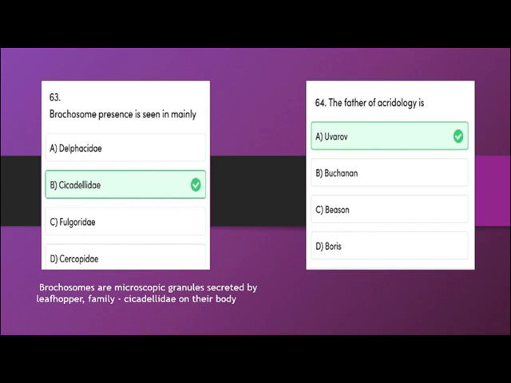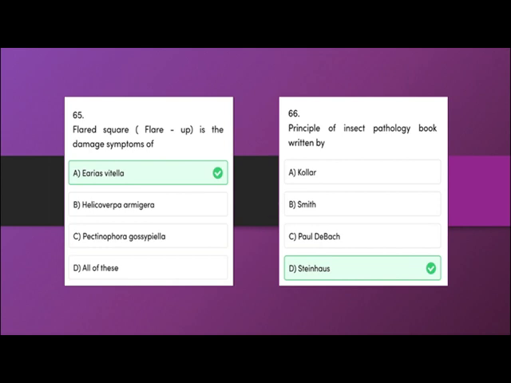Now come to the next question. Brochosome presence is seen mainly in, and the answer is Cicadellidae. Brochosomes are microscopic granules secreted by leafhoppers of the family Cicadellidae on their body. Now come to the 64th question. The father of acridology is, and the answer is Uvarov. Now come to the 65th question. Flared square or flare up is the damage symptom of, and the answer is Earias vittella.